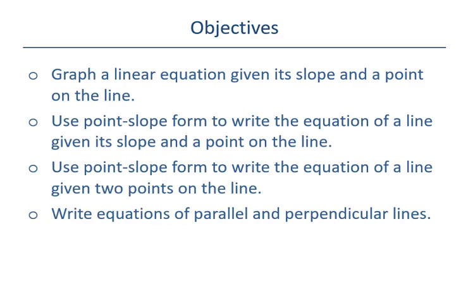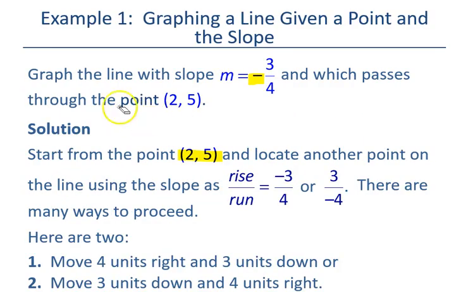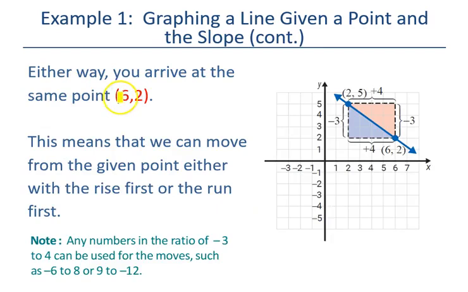Okay, let's jump right in here, and I've highlighted a few spots here. We're going to graph the line with the slope m equals negative 3/4, which passes through the point 2,5. Now we're going to start from this point, and we're going to locate another point on the line using this slope. Now I'm going to jump to the next page to show you what this means. Notice that they're giving us the point 6,2.